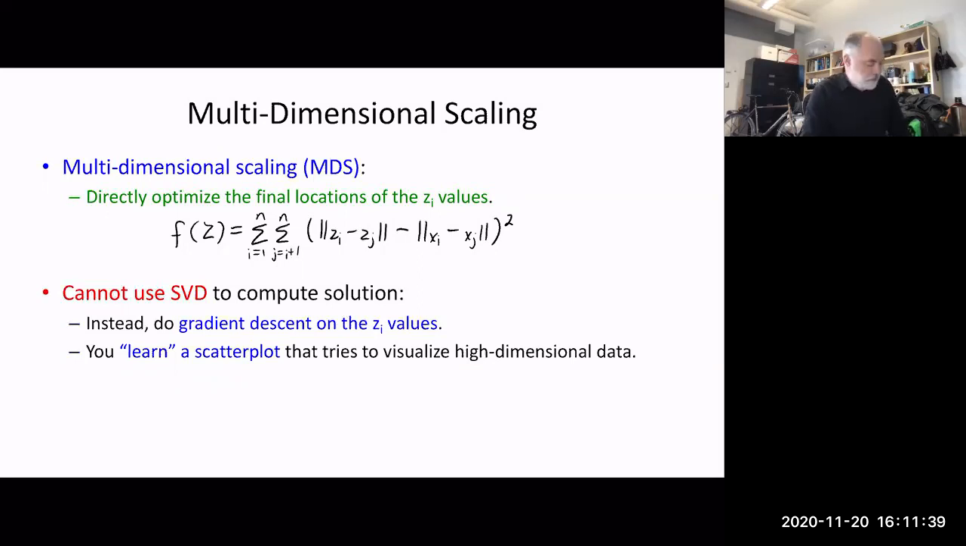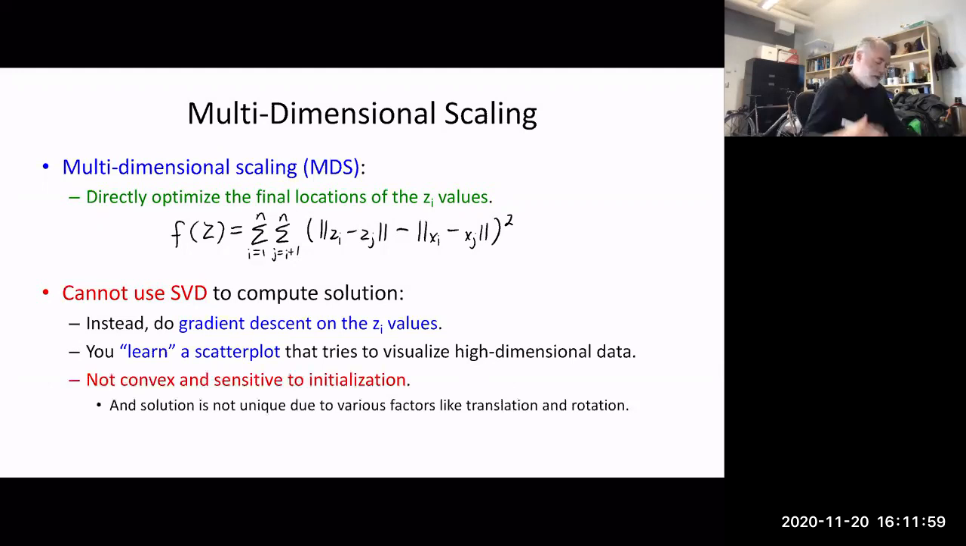Okay, so we can't use SVD to compute a solution here. We don't have a closed form solution like we do for PCA with orthogonal bases and unit norm principal components. Instead, we can do gradient descent, or stochastic gradient descent, on the Z values directly, depending on the size of your data. What you end up doing is learning a scatter plot that tries to visualize the data. It's not convex, it's sensitive to initialization, and obviously you can rotate and translate the embedding. So yes, it's super multimodal.